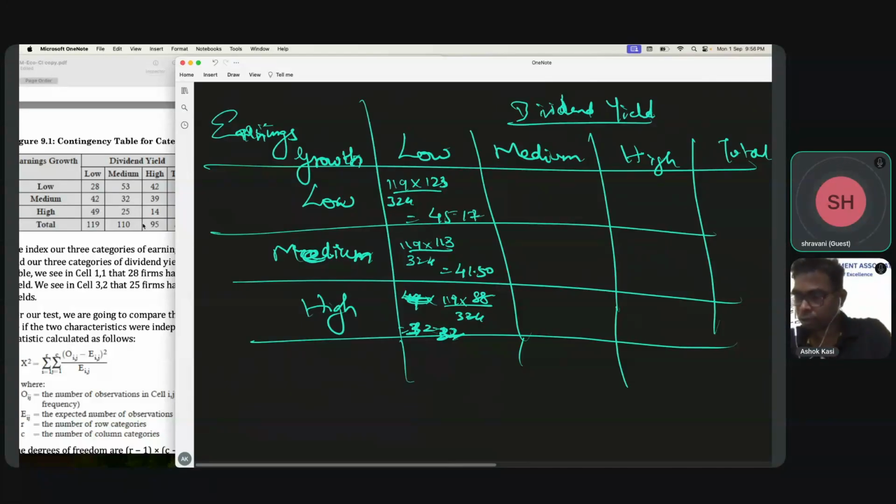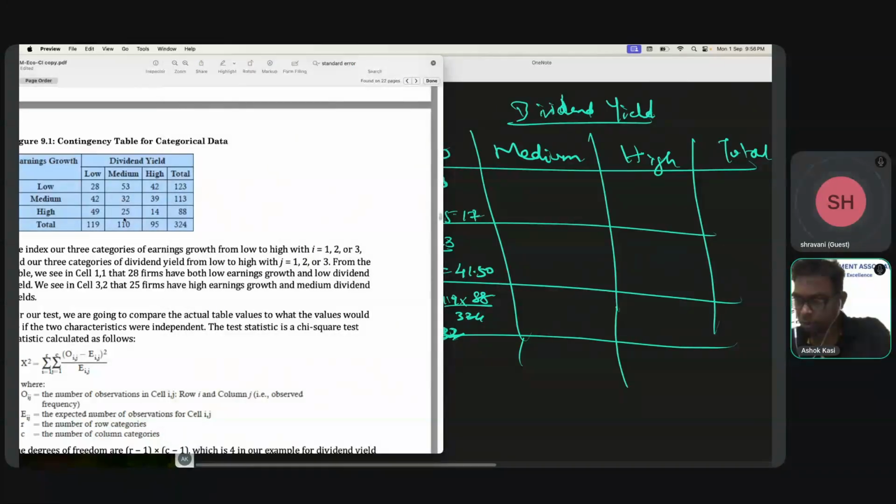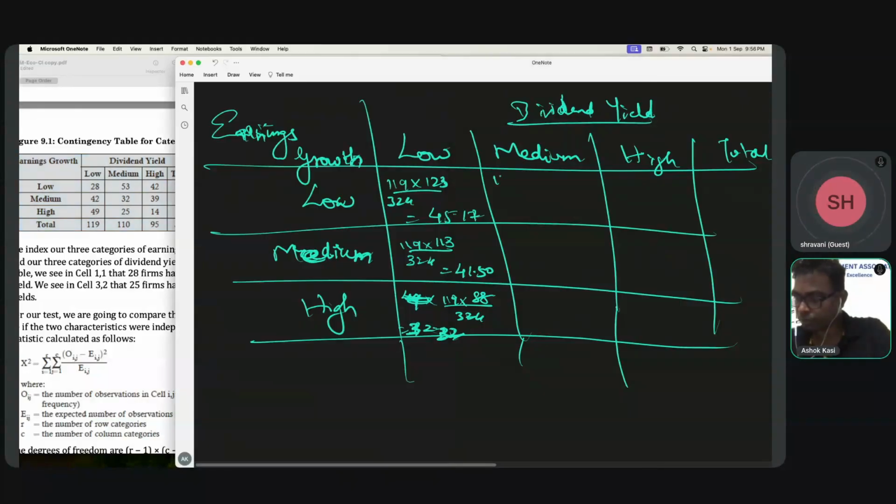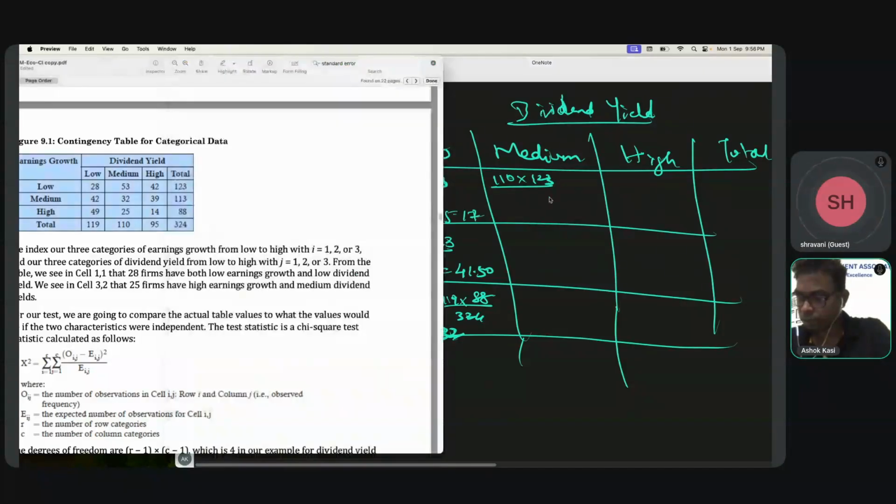Now here second one is 110 into 123 divided by 324.